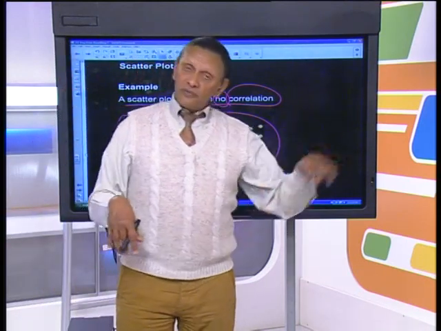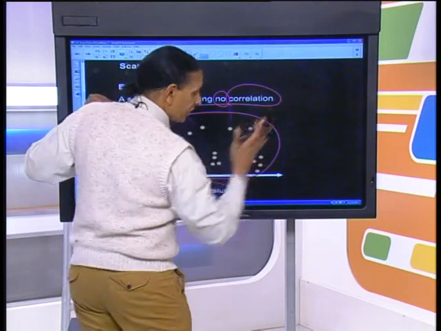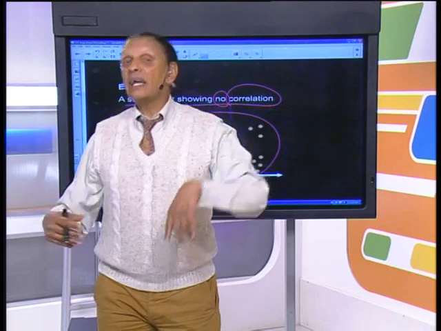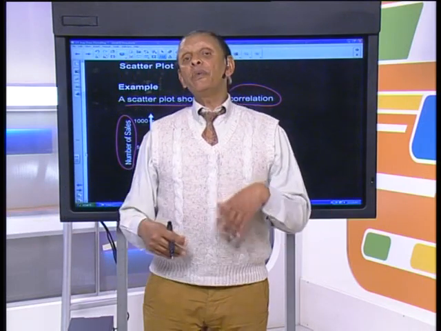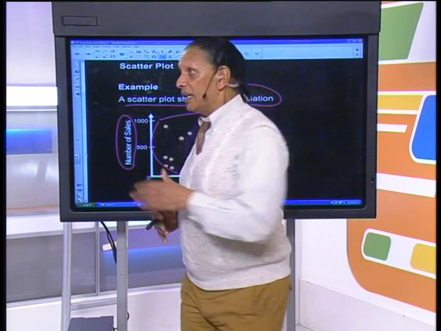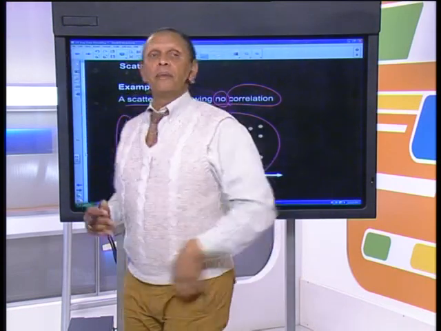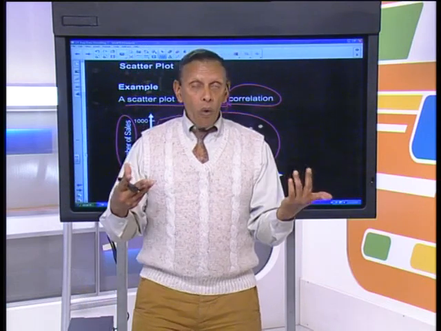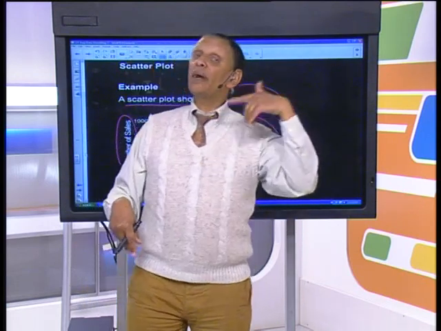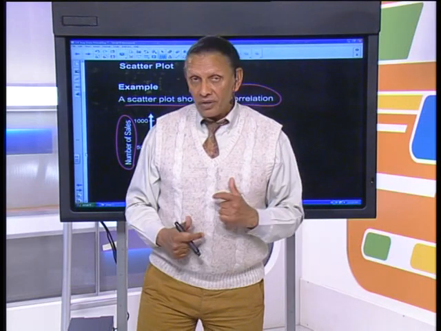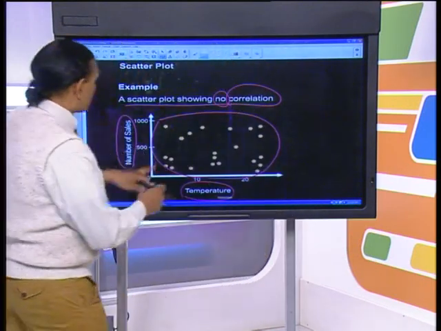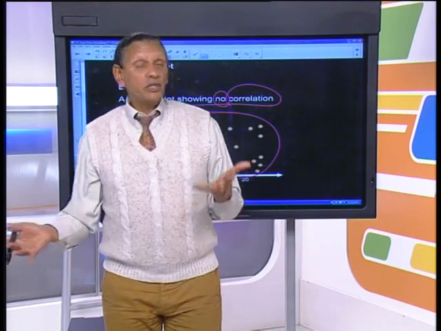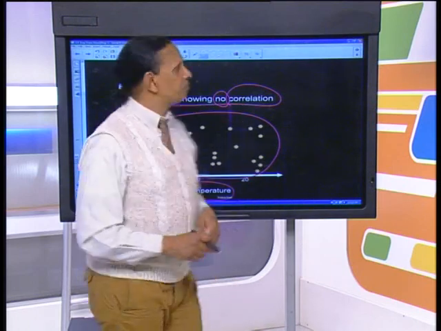Right, so remember now, there are three types. There's positive correlation, meaning a graph going in that direction. That means as one increases, the other one also increases. Then we get negative correlation in that direction, meaning as one increases, the other one decreases, or if the one decreases, the other one increases. Or lastly, no correlation whatsoever, because I cannot draw a line through any of them. All right.